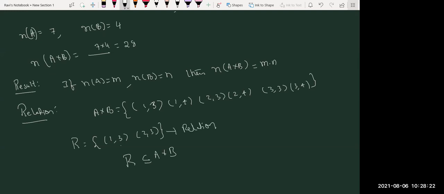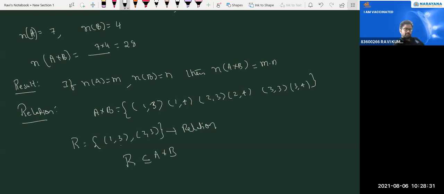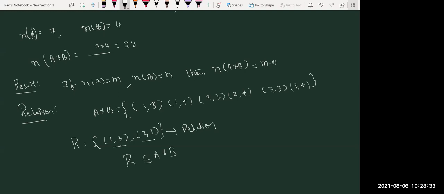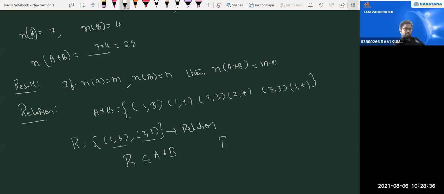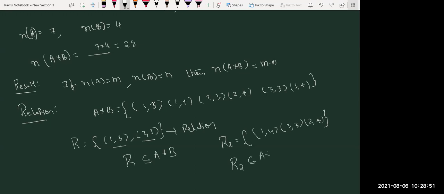Sir, between these pairs, should we not put a comma? Commas are no problem, because this is the first pair and the second pair. Now I will write 1 comma 4, 3 comma 3, 2 comma 4. In this case also, is R2 a subset of A cross B or not? Yes, sir. So this is also a relation.